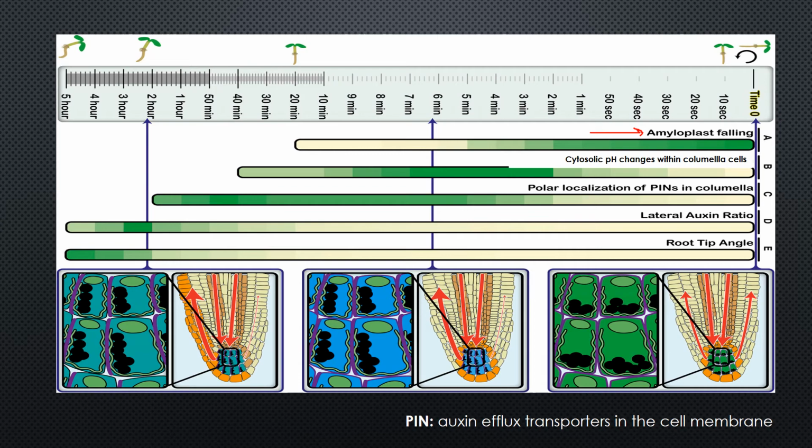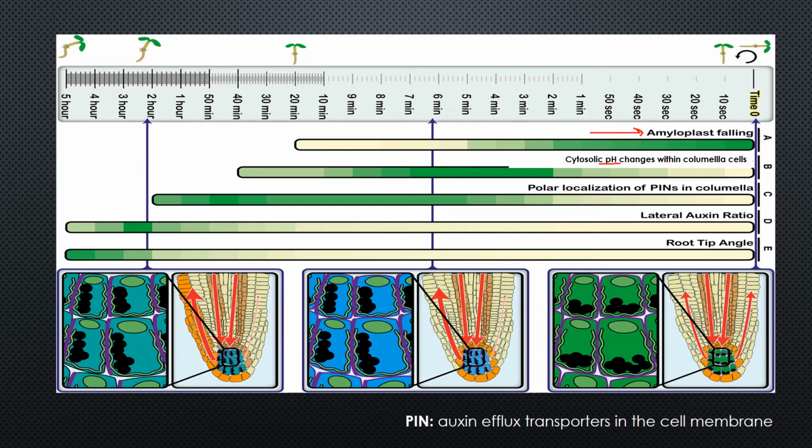One of the immediate changes is that the pH within the cytosol changes within those columella cells. And I left that kind of vague for a reason, because the columella cells, depending on which tier they are in, that cytosolic pH changes in different directions. So for now, we'll just summarize that as that there are cytosolic pH changes within those columella cells.